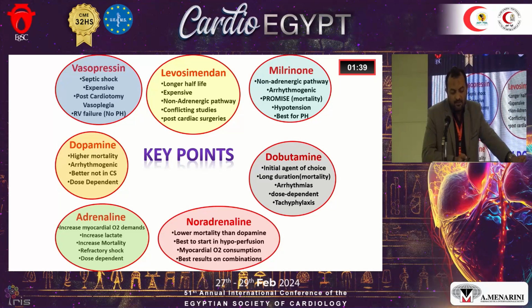So the key points: dopamine has high mortality and is arrhythmogenic, so it is better not to use it in cardiogenic shock. It's dose dependent. Adrenaline increases myocardial oxygen demand and lactate. Noradrenaline lowers mortality and myocardial oxygen consumption. Dobutamine is the initial agent of choice with norepinephrine. It has more arrhythmias and dose-dependent tachyphylaxis. Milrinone can be used for the non-adrenergic pathway, as in patients on beta blockers. Levosimendan is the same, but with some conflicting data, and it's expensive, though post-cardiac surgery patients have good results. Vasopressin is better used in septic shock. It can help post-cardiotomy vasoplegia, and it doesn't increase the pulmonary pressure. So milrinone and vasopressin can be used for patients with pulmonary problems.